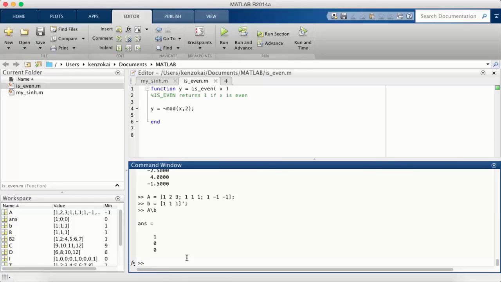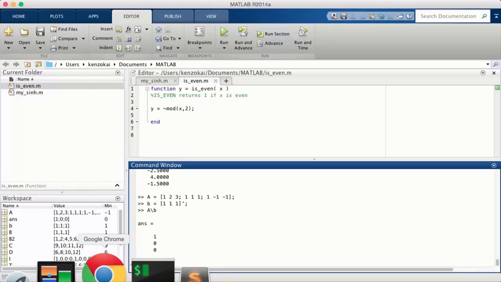So in this Matlab tutorial, we're going to talk about some basic linear algebra in Matlab. The first thing I want to talk about is how to solve linear equations. So in general, these are in the form of Ax plus b, where A is a matrix, x is a vector of the variables you want to solve for, and b is a vector of constants.